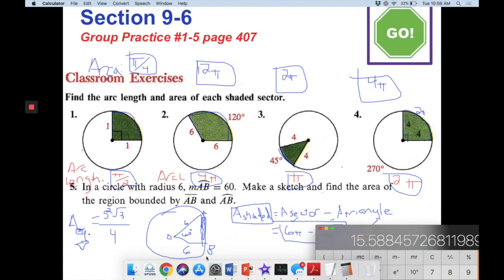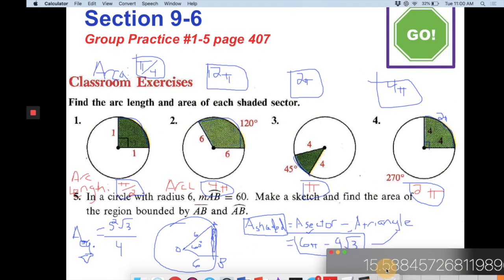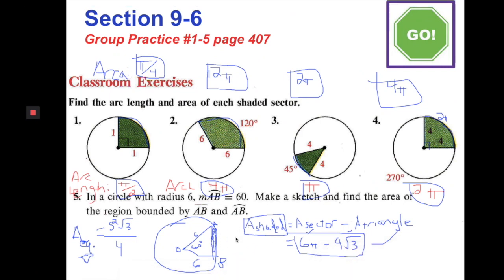So that would mean this little area right here, the region that's bounded by chord AB and arc AB, is going to be around, I don't know, 3 or 4 or so. So not very big at all. So my answer makes sense. I think I got it right. I'm not even going to check the textbook.